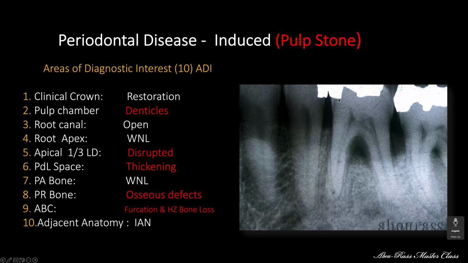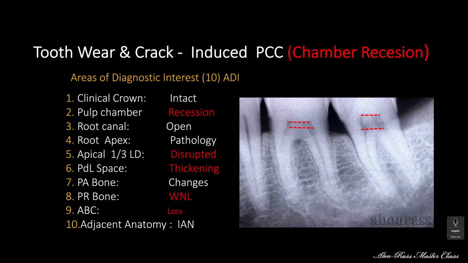Another example of periodontal disease-induced denticles. You'll see a recession, and almost like a free pulp stone and other opacities. Then we have tooth wear and line cracks. This is an intact crown.